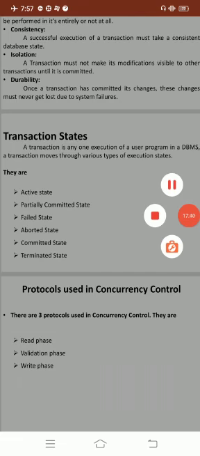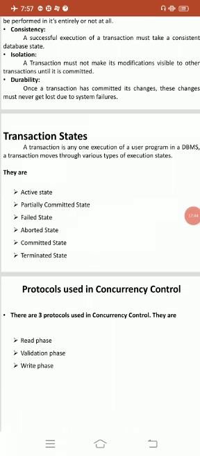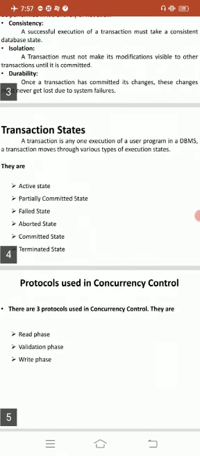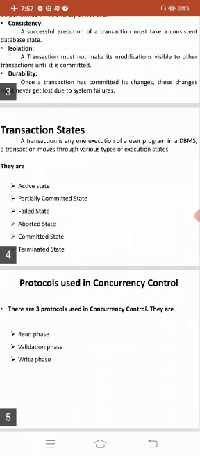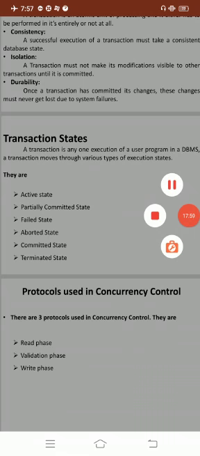When the transaction ends, it automatically moves to the partially committed state, because there are recovery protocols and possible system failures. If the changes are not stored permanently, a partially committed state is generated.